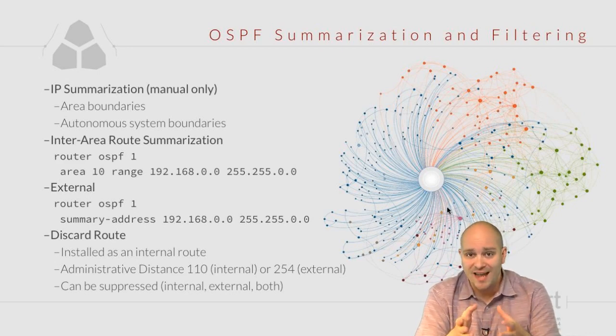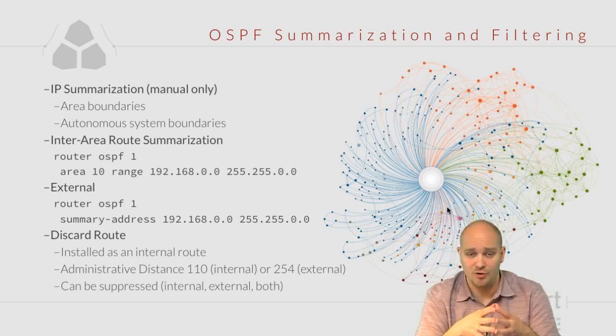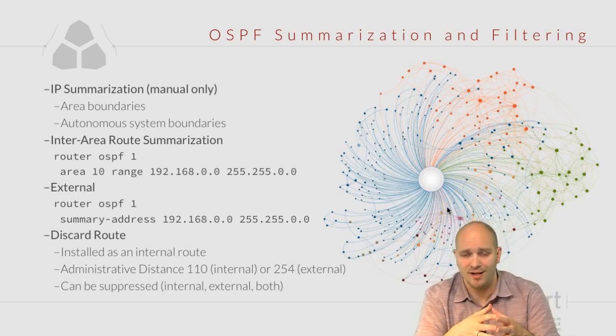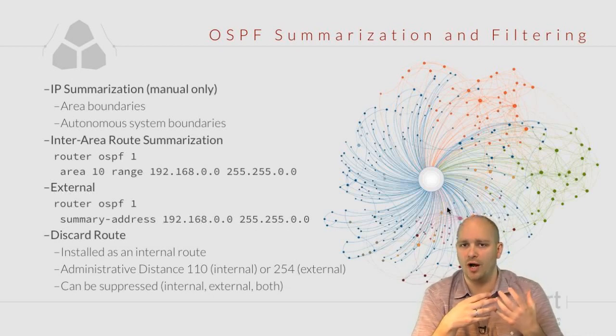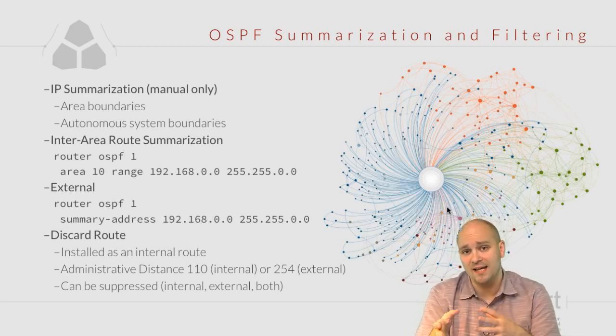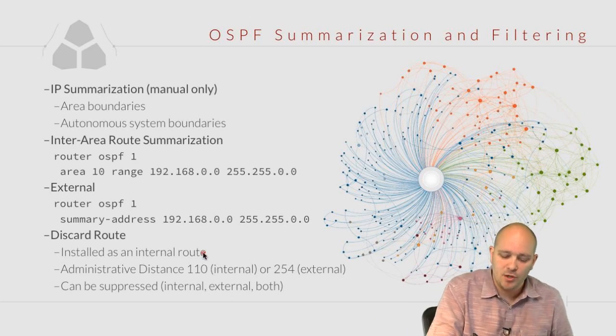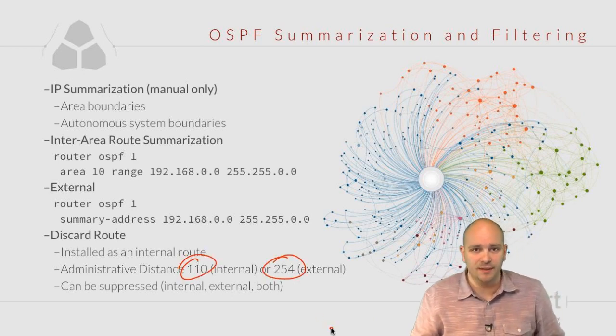That means that when you create a summary, of either the internal or the external routes, you are going to get the discard route. The discard route will be pointing to the null 0 interface. It will always be installed as an internal OSPF route, regardless of what you are actually summarizing, whether external routes or inter-area routes. What you end up having as the discard route in the local routing table of the ABR or ASBR performing the summarization is always an internal route. However, depending on what you are summarizing, this route will be installed with a different admin distance.